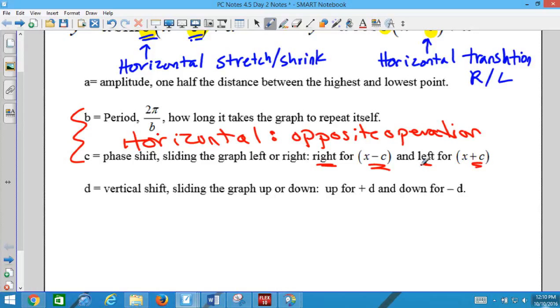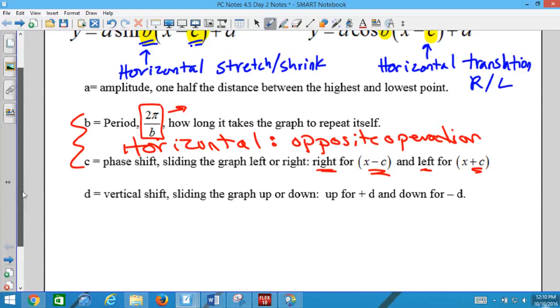With the B value, that affects the period, how far it goes before it repeats again. And to find the period, this is a formula that you can use. You just take 2 pi and divide it by b, whatever your b value is.